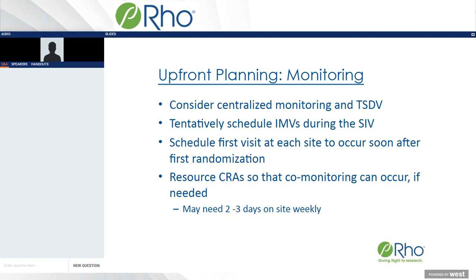Also very important is ensuring that you have enough CRA resource in place up front. You don't want to get into a situation where there's a large data backlog and you're scrambling to try and find resources to monitor the data. And proactively plan for co-monitoring, and expect it to occur. As Becky had mentioned earlier, we anticipate that CRAs will probably need to be on site 2 to 3 days each week in order to keep up with the backlog for some of these fast enrolling studies.